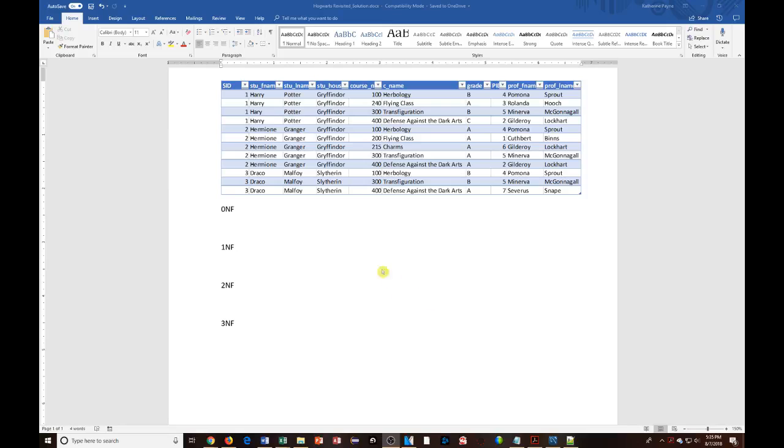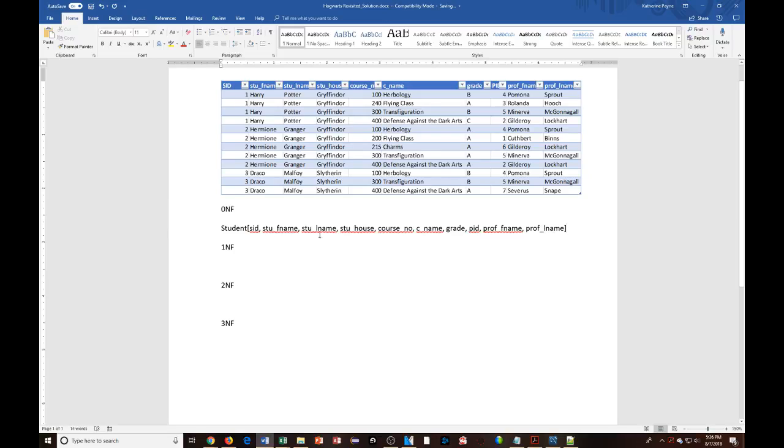The first thing we want to pay attention to is this nested behavior. You can see that we have Harry Potter and Harry Potter's information repeated several times, associated with different course, grade, and professor information. This is going to allow us to create our zero normal form. Since student is on the far left, let's use student as the name of our first relation. We have student with a student ID, student first name, student last name, student house, course number, course name, grade, professor ID, professor first name, and professor last name.